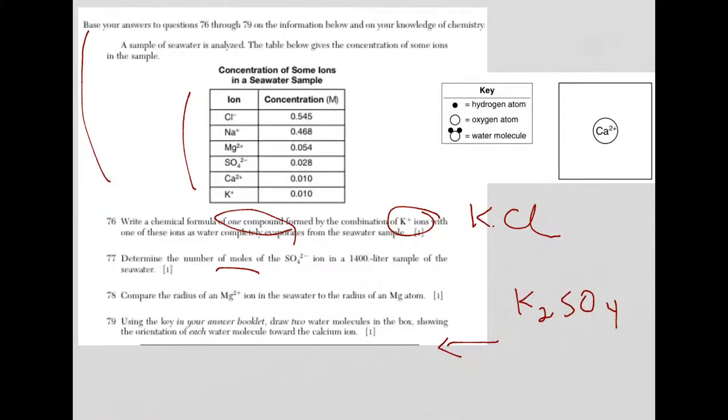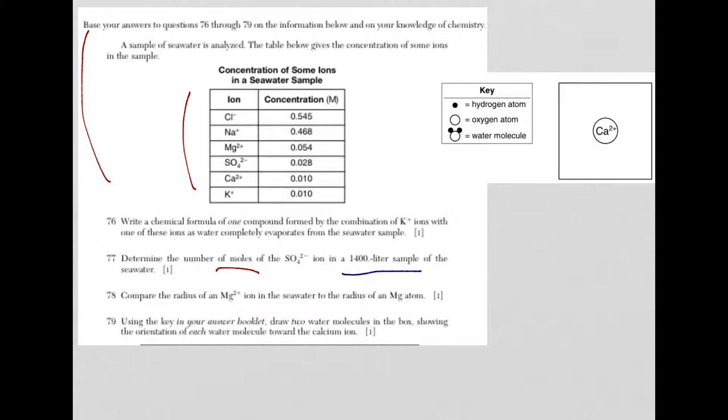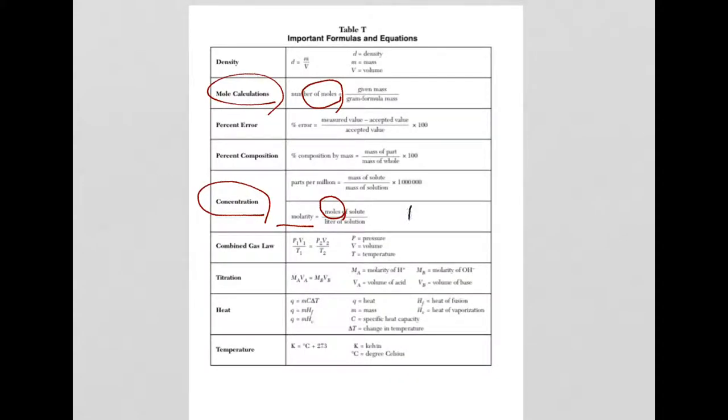If we go back, let me just get rid of the other answer here to make it less confusing for you. And I'm going to change it to blue. Determine the number of moles in a 1400 liter sample. Well, 1400 liter sample, that's volume. And take a look at the table that's given above the question. Concentrations, capital M, stands for molarity. So there's your answer. If I go back, I'm looking at this concentration equation here.